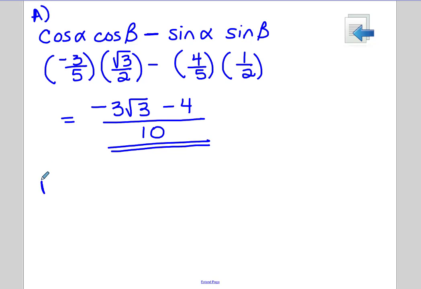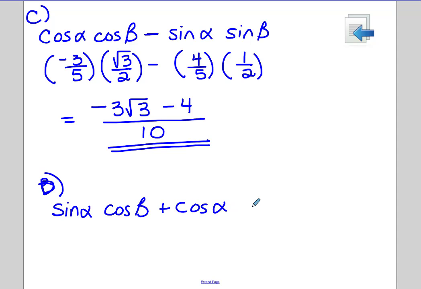So this is our exact value for example 8a. And then that's example 8c. We did the A and the B. And then example D is going to be sine of alpha plus beta. So expanding that, we've got sine, cosine, cosine, sine.